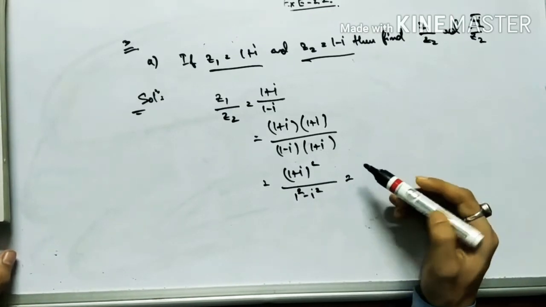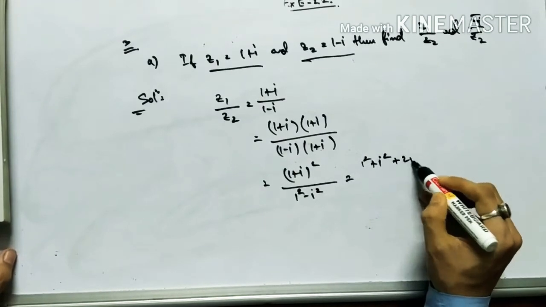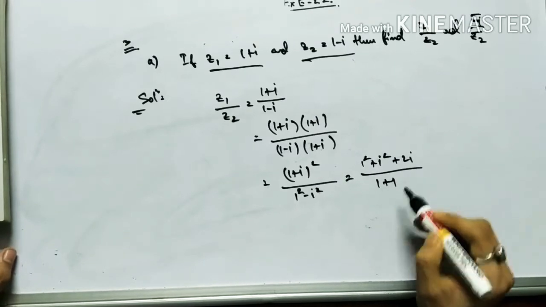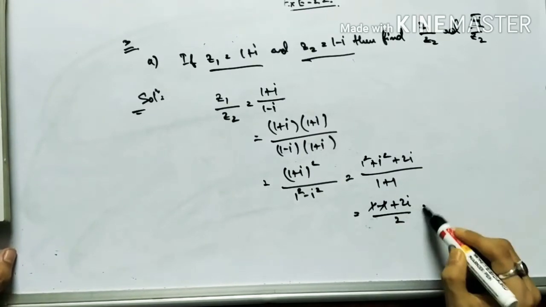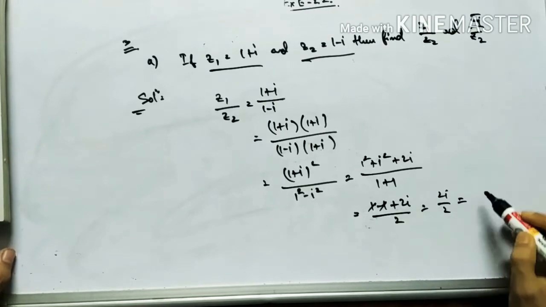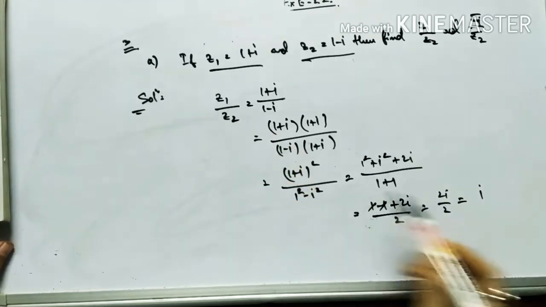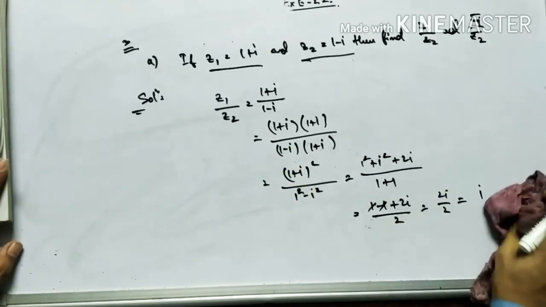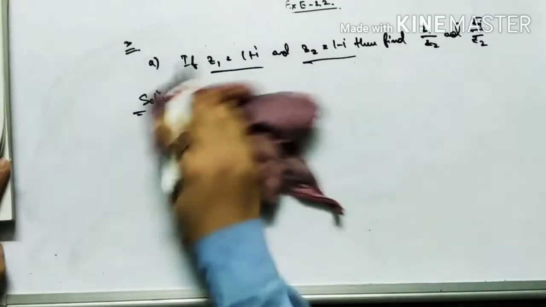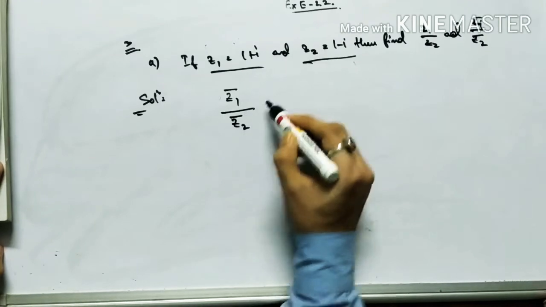So ultimately I will get 1 square plus i square plus 2i, by 1 plus 1. This is 1 minus 1 plus 2i by 2. So this is 2i by 2, which is ultimately i. Okay, so z1 by z2, I got i. Next I have to find z1 bar by z2 bar.